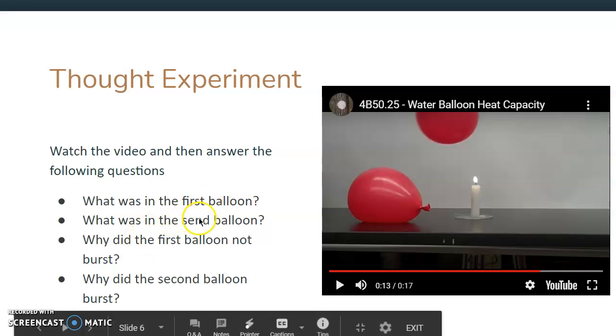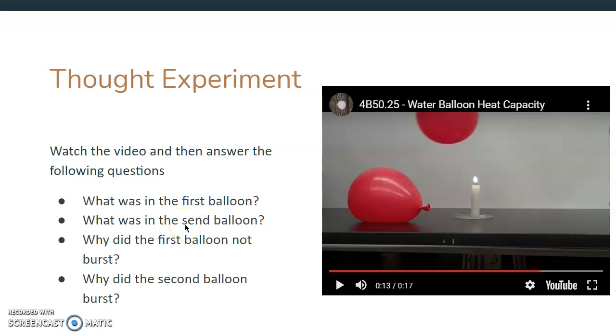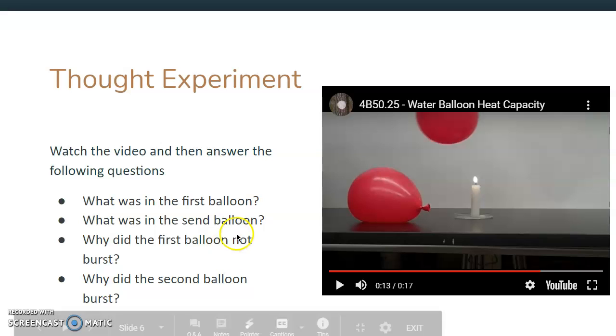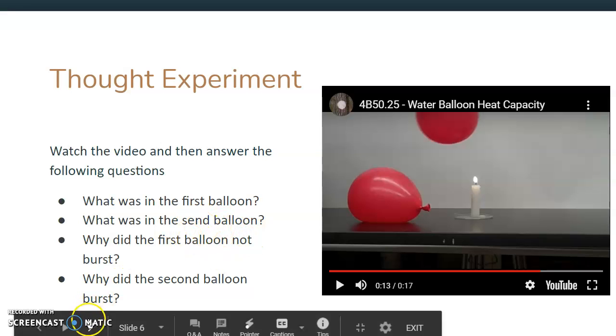But our second balloon was full of air. And since the air got heated up quicker, it burst the balloon because all of the molecules wanted to get out of the balloon as fast as they could. So that just shows that water's heat capacity is much higher than air's, and so it can absorb the energy from the candle.